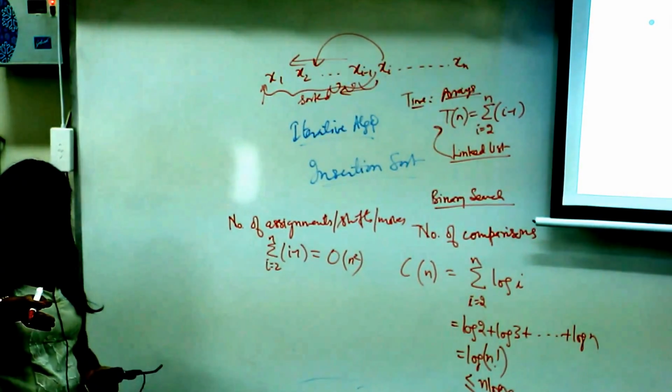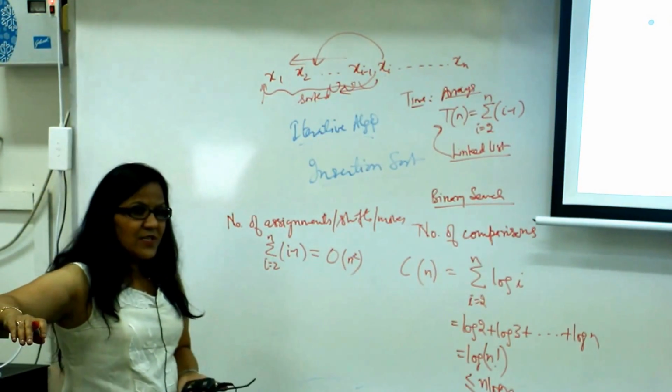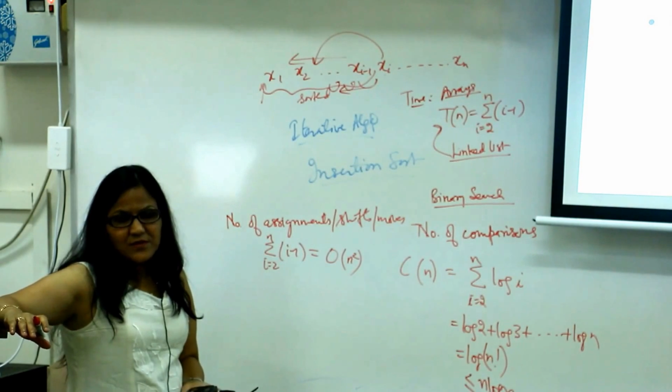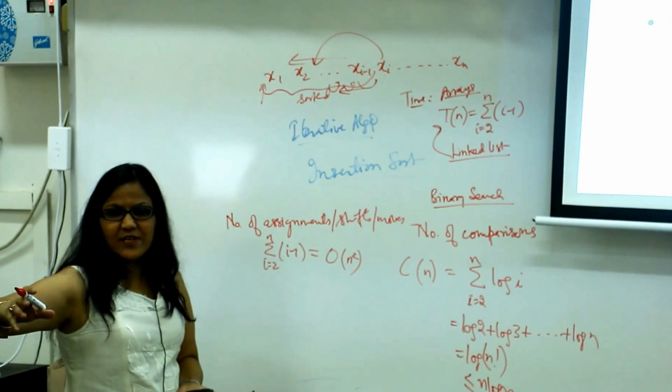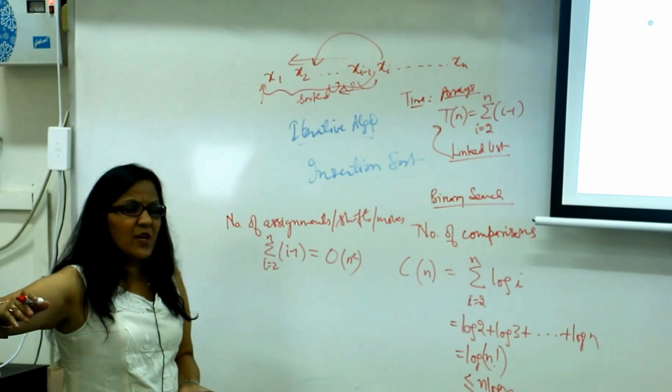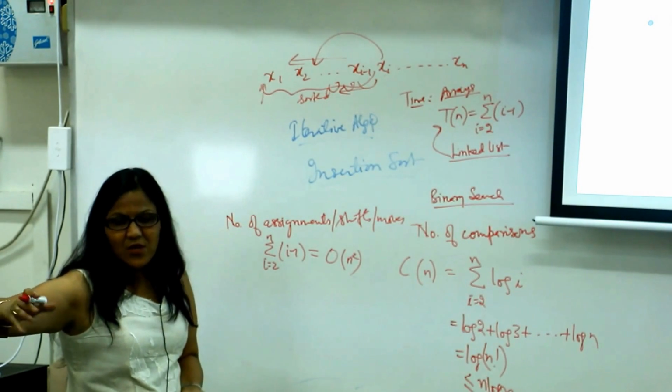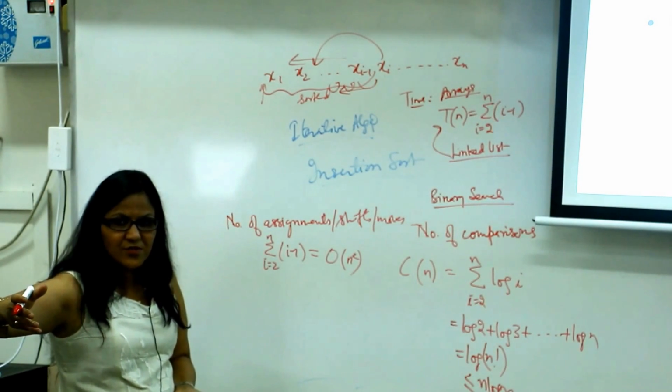So the point that I want to lay emphasis on is that the algorithm says in the ith iteration, just insert the ith element into its correct position. It doesn't say how to insert that element. All these are forms of insertion sort.